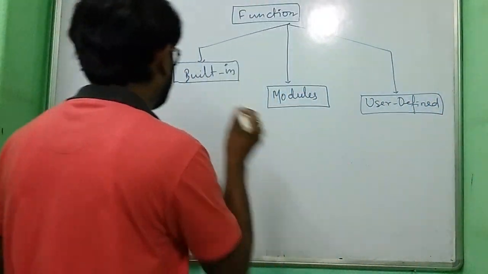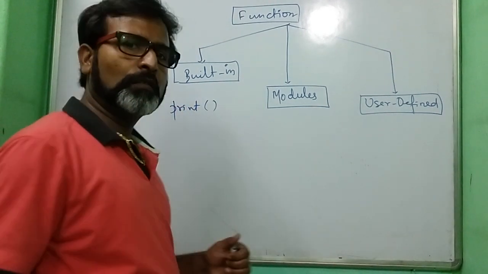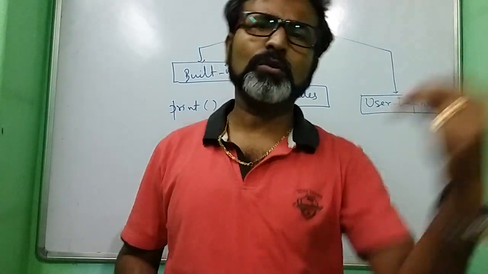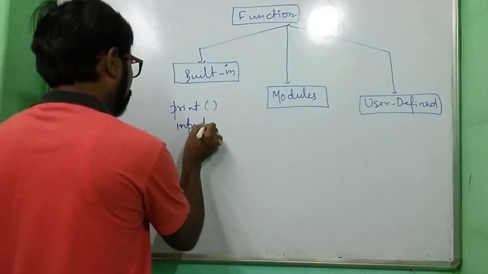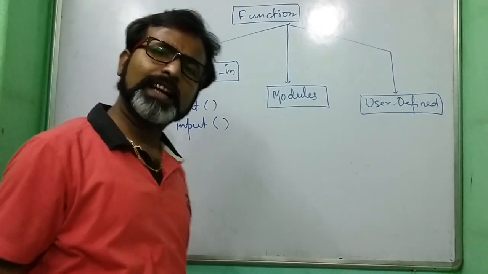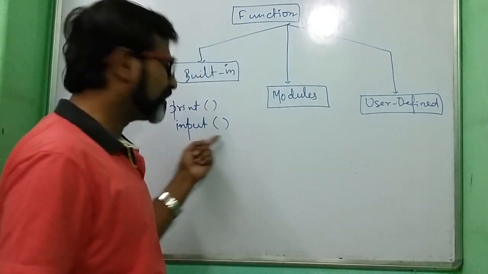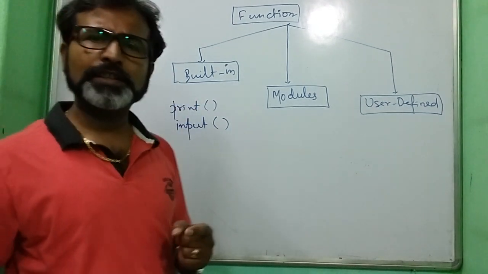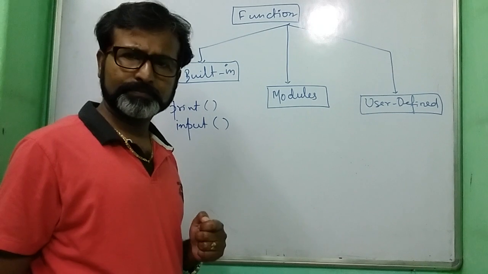Just take an example of, let's say, the print function. For using the print function, do we need to do anything? No, you just call it. To use the input function, have we done anything extra? We only just used it. That means we have only just called it. So what are the built-in functions? One is the input function, one is the print function.